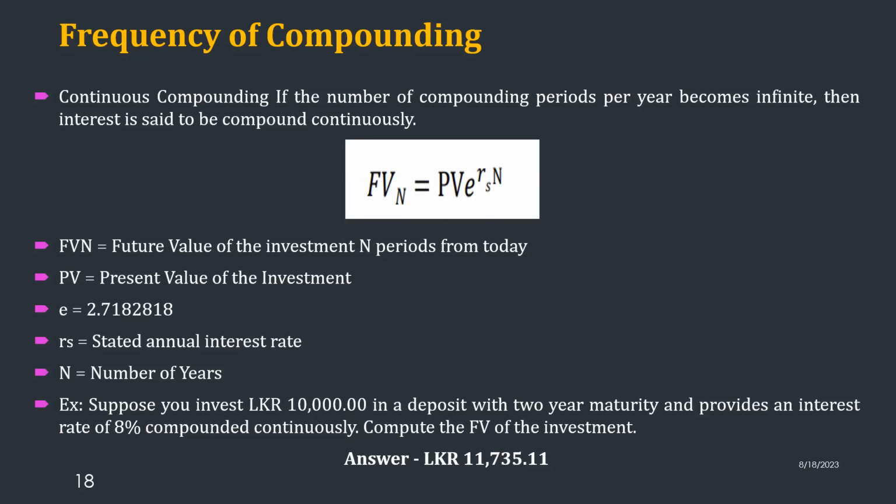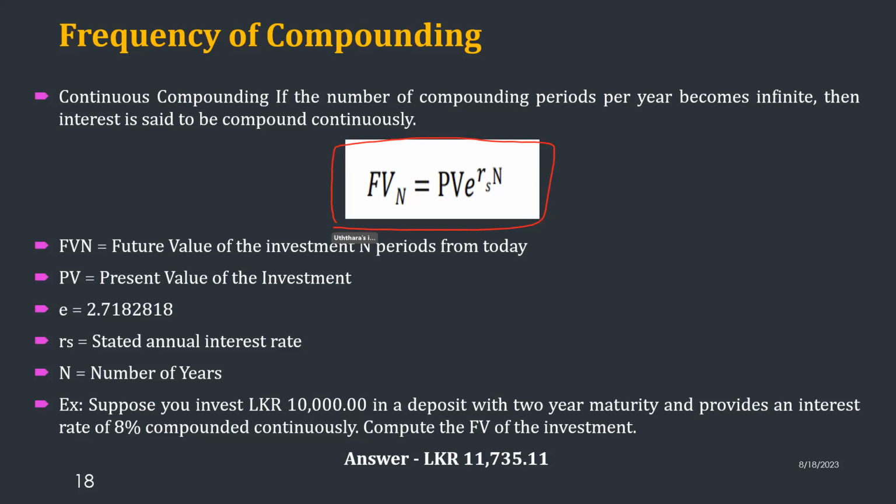Here also you are given a question. It says: suppose you invest 10,000 rupees in a deposit with 2-year maturity that provides interest of 8% compounded continuously. Compute the future value of the investment. If that kind of question is given to you, you have to use this type of formula.